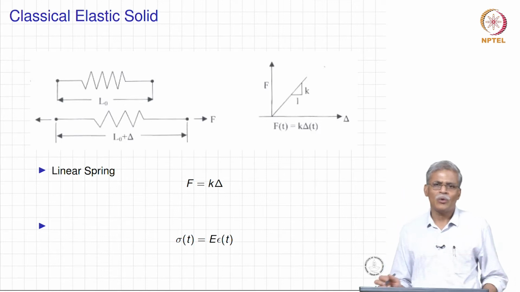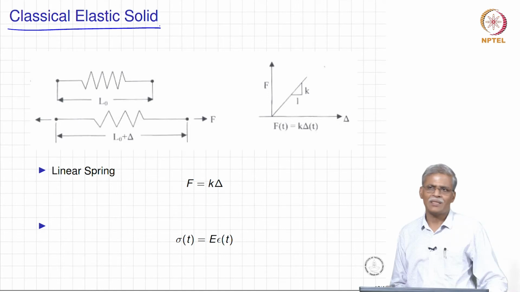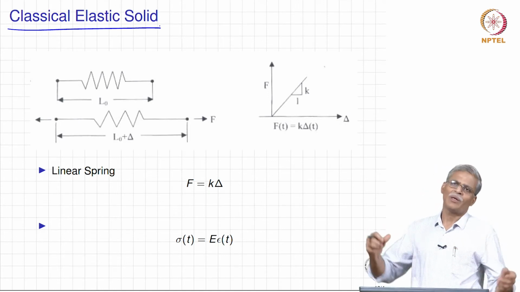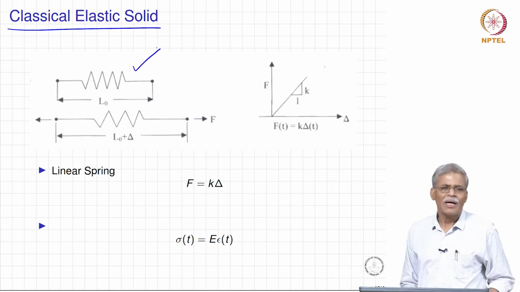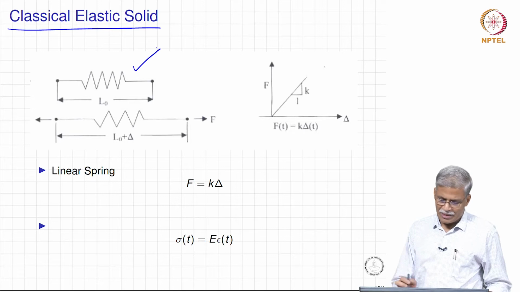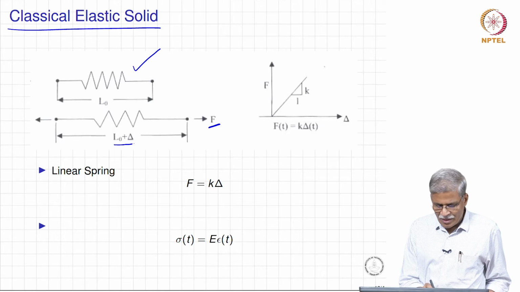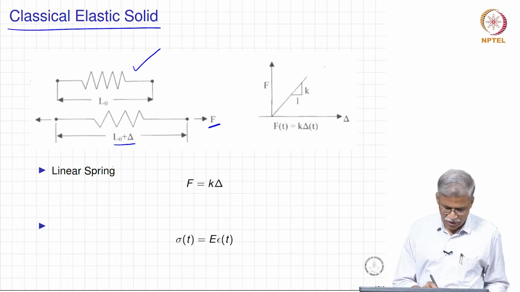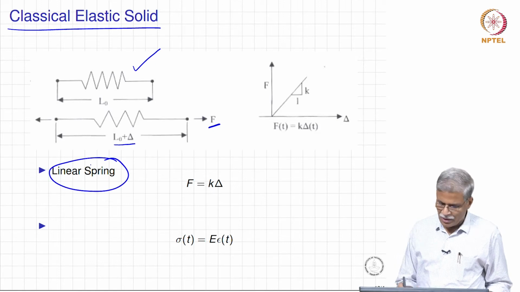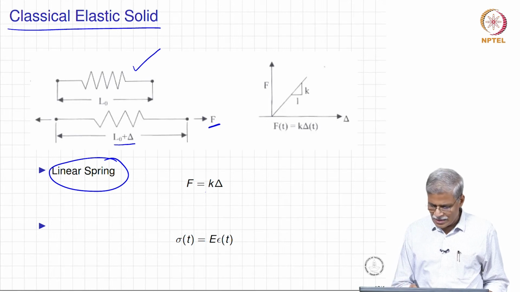So, we will start now looking at the classical elastic solid. By classical elastic solid, now we have to give some kind of a model to it. So, we will take the ubiquitous spring having a length of L0 and it is subjected to a force F, and you extend it by L0 plus delta, and this is a linear spring. Okay. So, since this is a linear spring, one can straight away write the relation between F and delta as F is equal to K times delta.